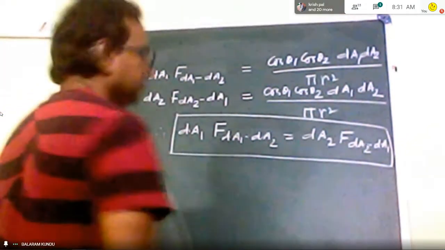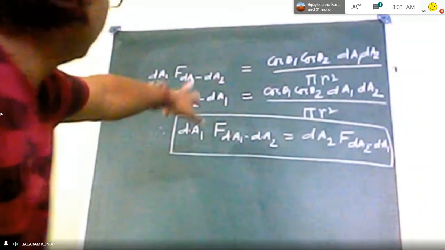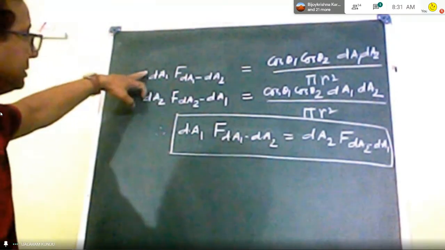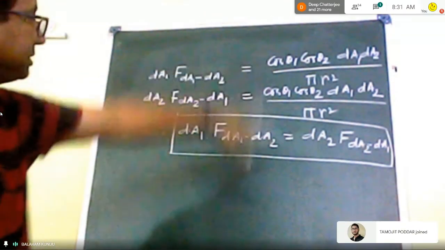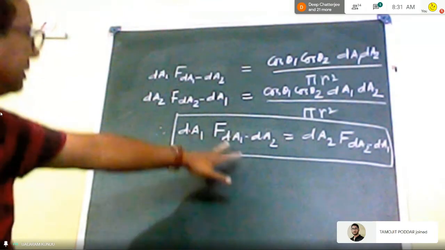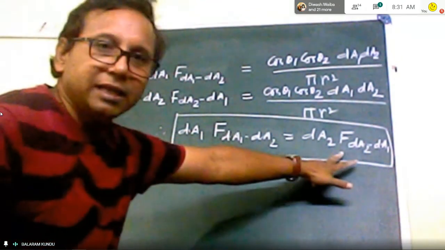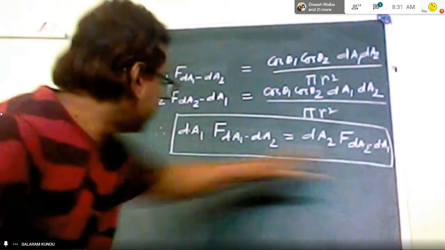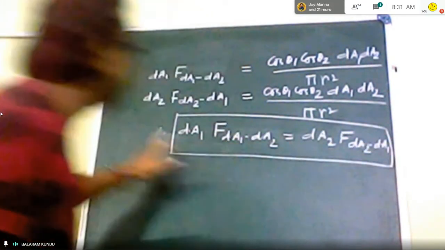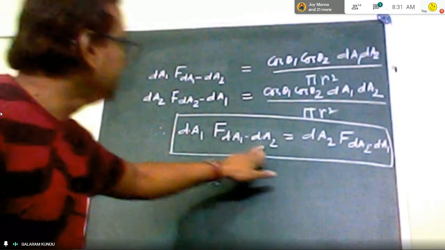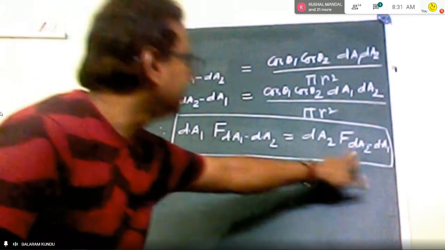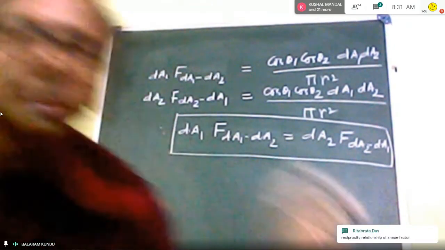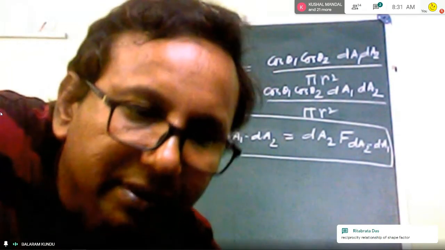Sir, can you please write the name of the equation? Which name? The name of the equation, sir. So we have already derived two expressions, and from these two expressions we have obtained this relationship: dA1 into this is equal to dA2 into shape factor. This is called the reciprocity relationship of shape factor.